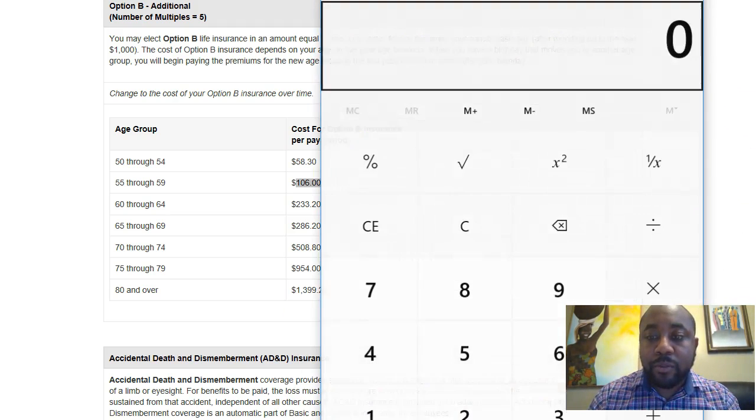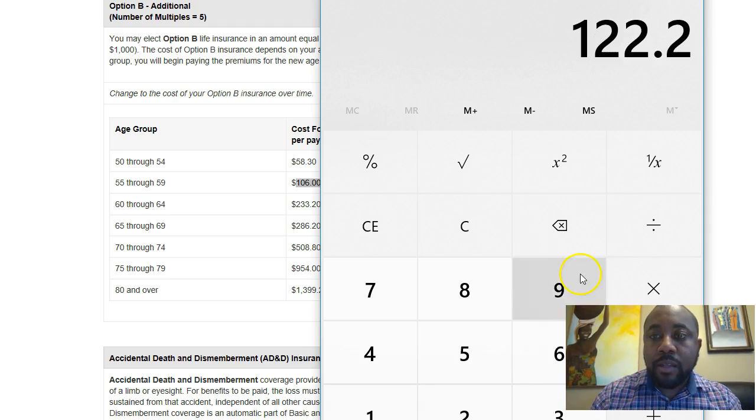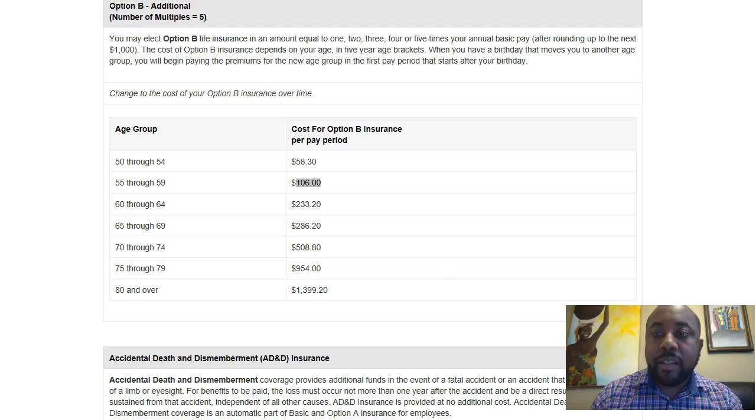That's totaling out to 106 plus 1620. Now you have 122 plus the kids, plus, you now have 127 from 80 up to 127 the next pay period. Then when you turn 60, you're at 233 a pay period, and that's just for option B. Then when you turn 65, you're at 286 per pay period.